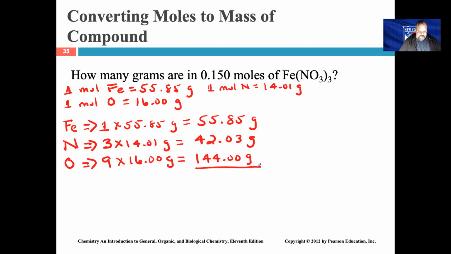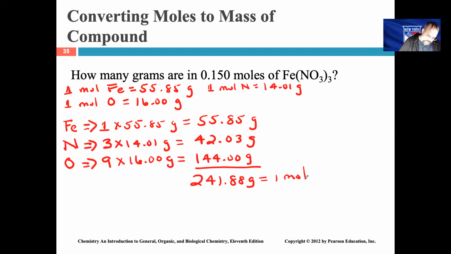So when I put that into my calculator, 42.03 plus 55.85 plus 144, that gives me a molar mass of 241.88 grams, which would be equal to 1 mole. In this case, again, 1 mole of what? It would be 1 mole of iron 3 nitrate formula units. Again, formula units because we're dealing with an ionic compound.